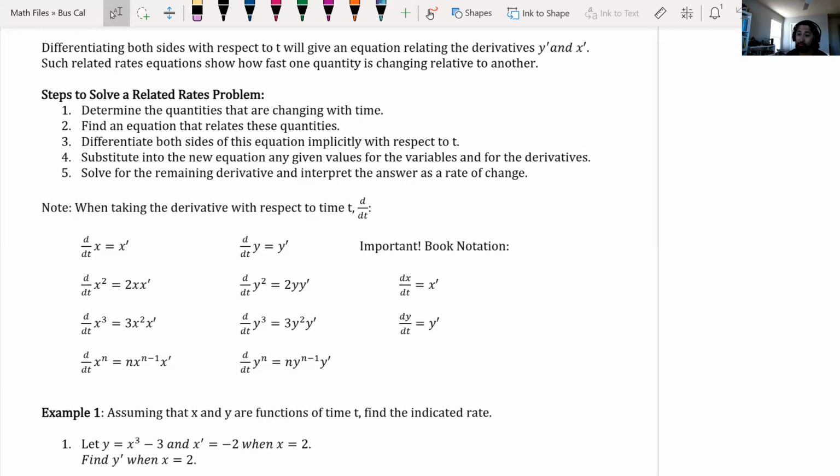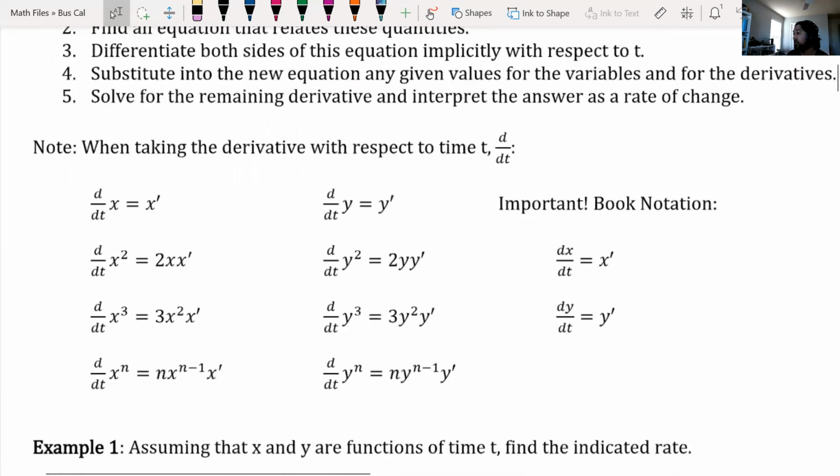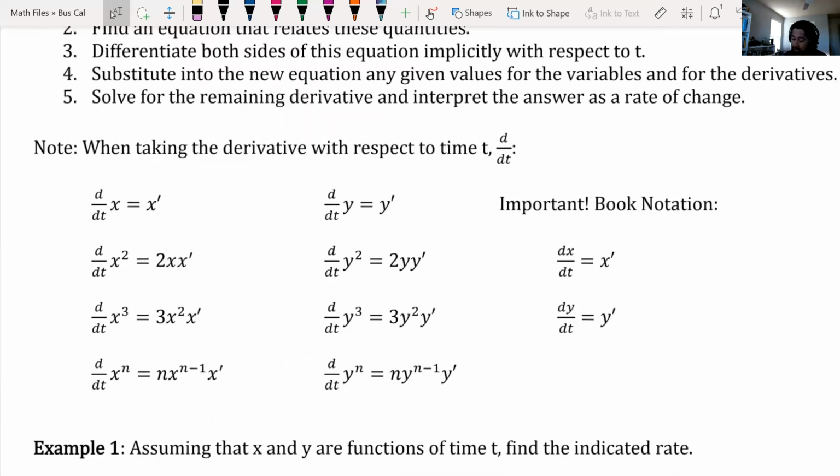Okay. So now we have our notations just like last time, but this time we are deriving with respect to time. We are implicitly deriving with respect to time. Okay, so this means that d over dt of x will be now x prime. And then d over dt of x squared will be 2x x prime, and then so on and so forth.